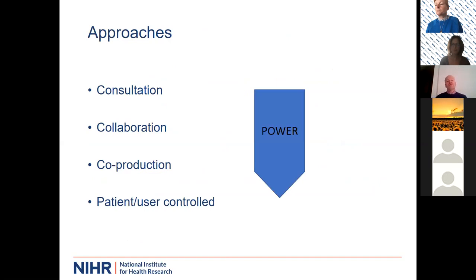There are many different approaches to patient and public involvement in research. I've got four listed here: consultation, collaboration, co-production, and patient or user-controlled research. I'll just take you briefly through each of these to try and distinguish between them. The way that I distinguish between them is to think about it in terms of the power that members of the public might have in decision-making in your research.